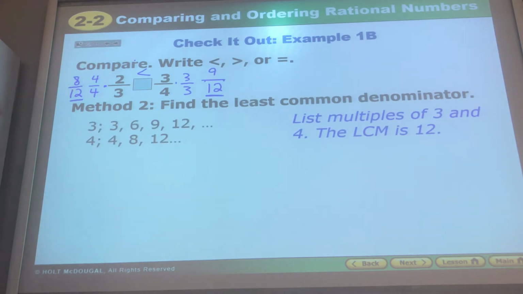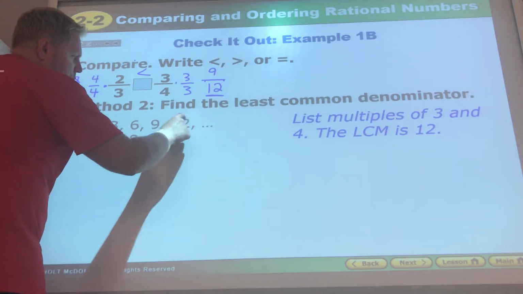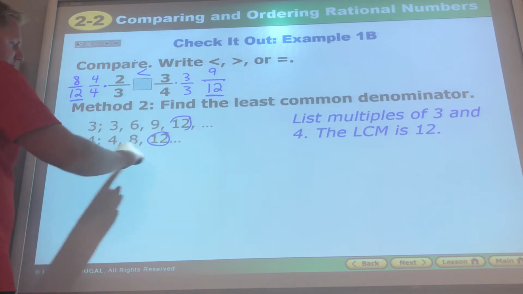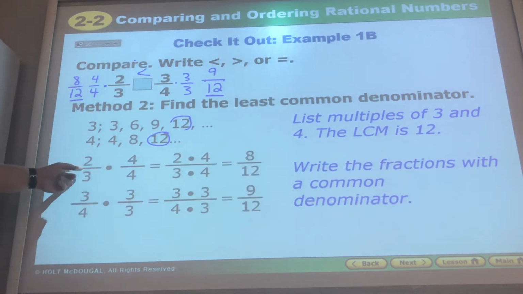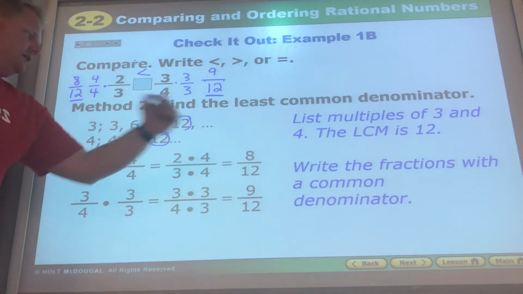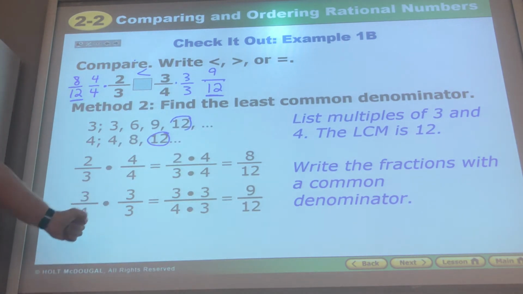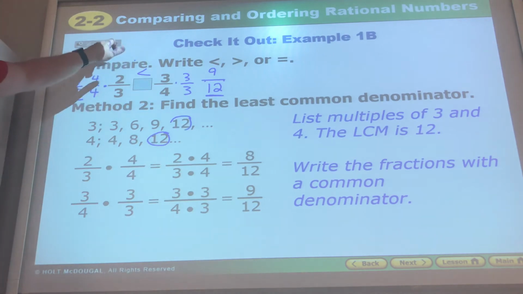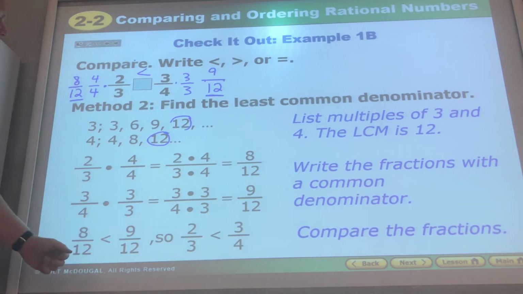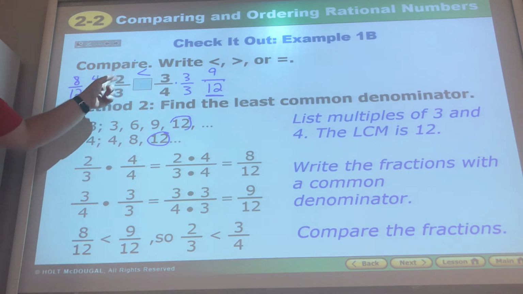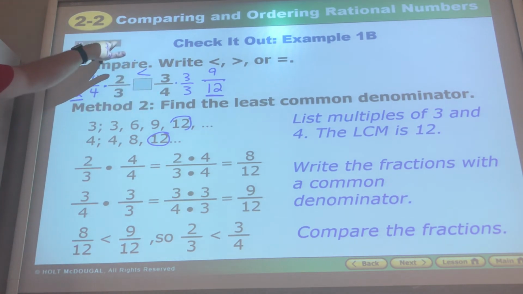All right. They listed them out. They saw that they both went to 12. The factors of 3, the factors of 4. So how do we get there? Well, we take 2/3 times 4 over 4, get 8/12. 3/4 times 3 over 3, get 9/12. We compare those two. 9/12 is bigger, so we use a less than symbol, showing that 2/3 is less than 3/4. All right.